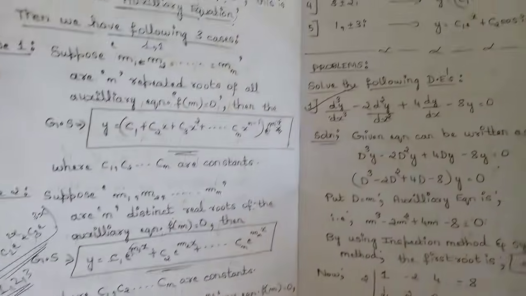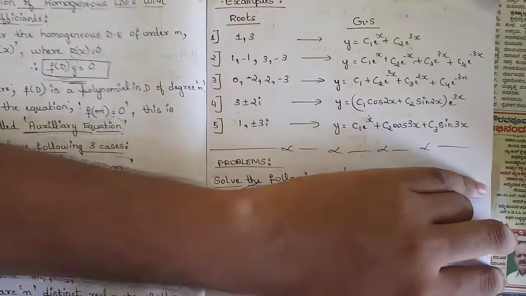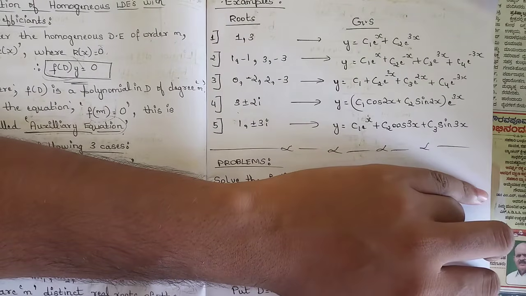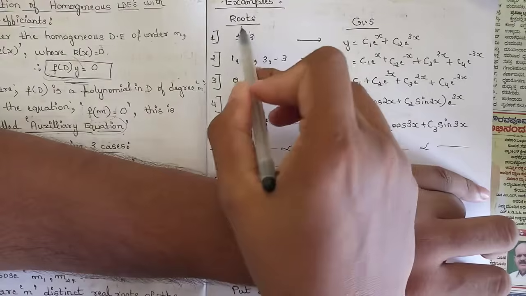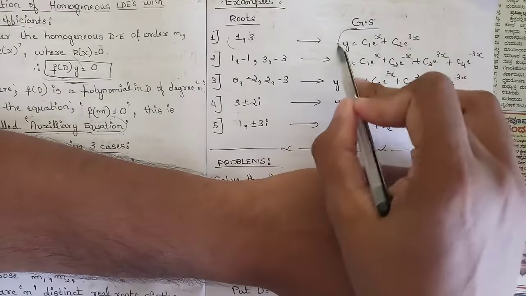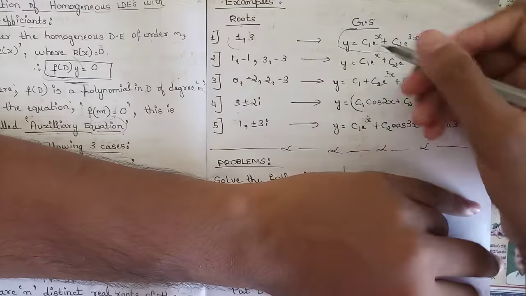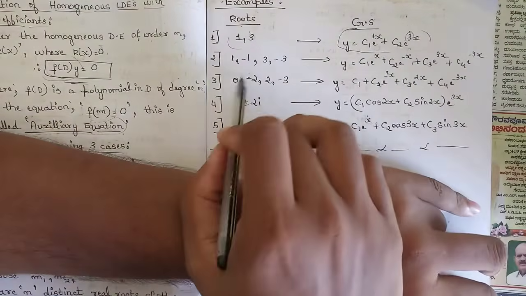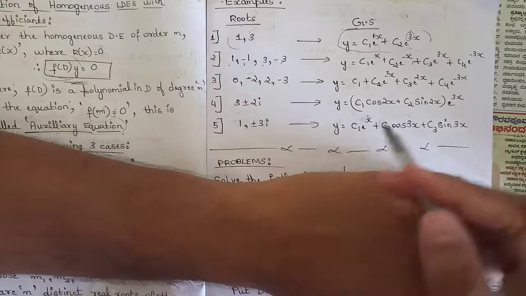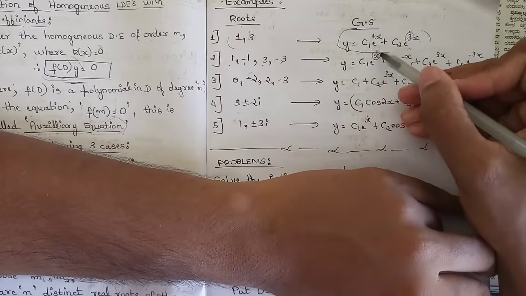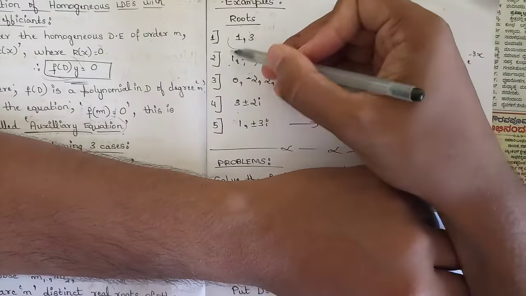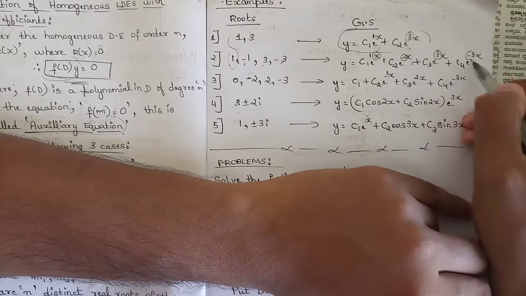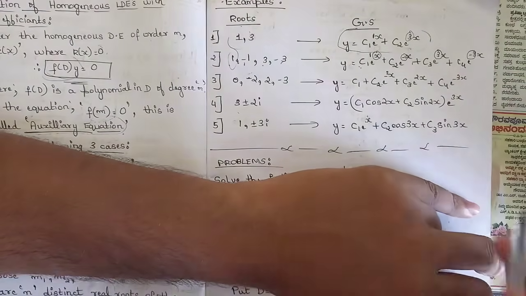We have some examples here. They have given roots. If the roots here are 1 comma 3, we represent the general solution in this form: c1 e power m1x, so this is 1 and here this is 3. If the roots are 1, minus 1, 3, minus 3, then we represent it as c1 e power x, where the coefficient of x is 1, the first root; the second root is minus 1, the third root is 3, and the fourth root is minus 3, along with c1, c2, c3, c4.